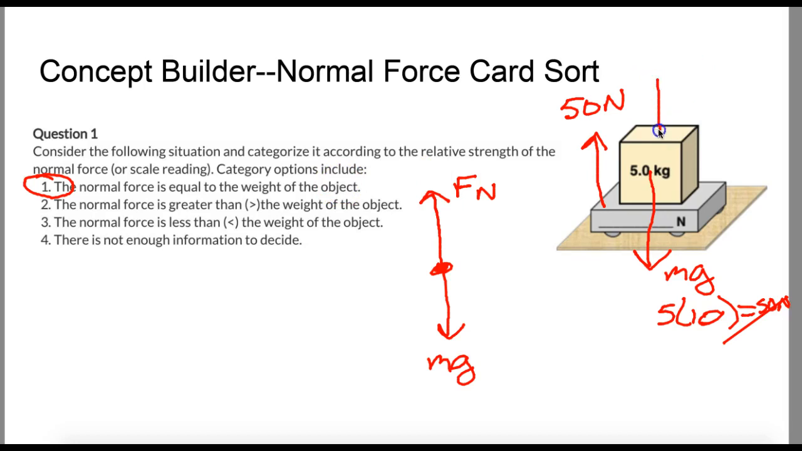If I had a finger and I was pushing down with my finger, obviously this would get bigger and mg would stay the same. If I had a hook on here and I was pulling up, then my normal force would be less and my mg would be the same. So that is just some basic instructions for this one.